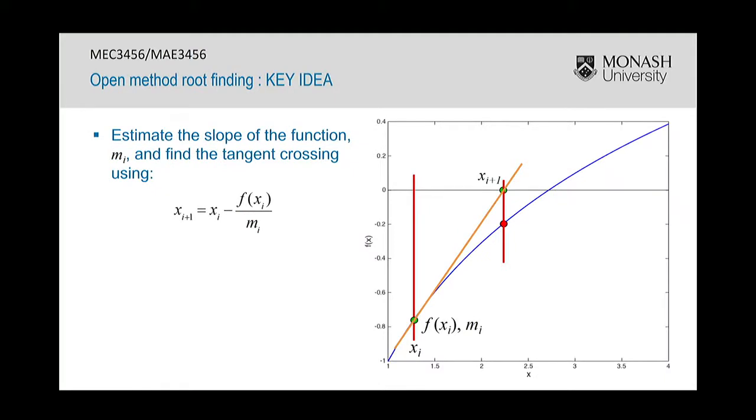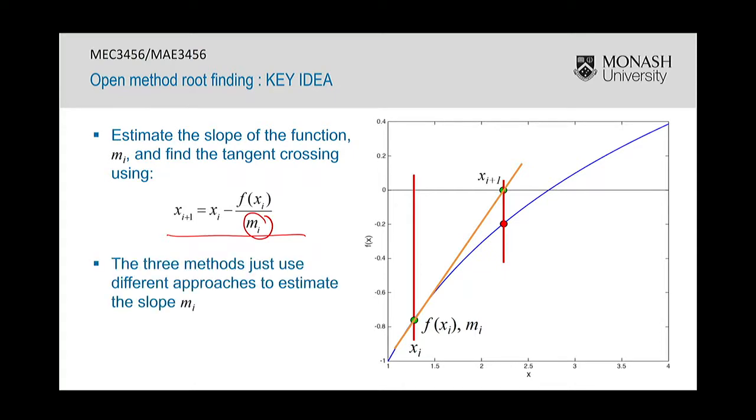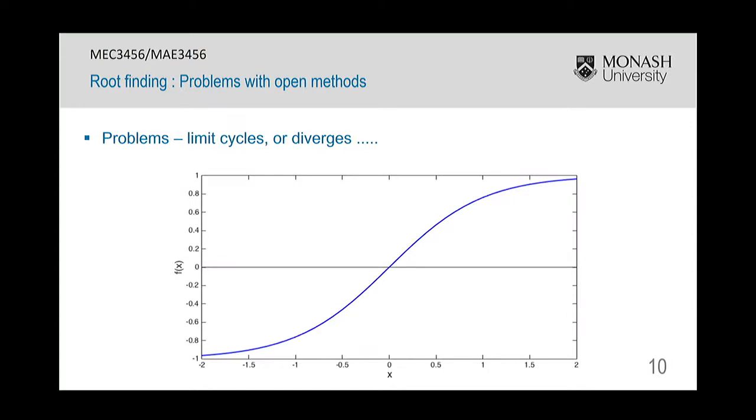There's a key idea behind all of this, and the key idea is we estimate the slope of the function and find the tangent crossing point using this formula here. And the 3 methods that we've looked at are just different ways of calculating this slope. Okay, I said previously that although open methods converge more rapidly, generally speaking, there are also some problems.